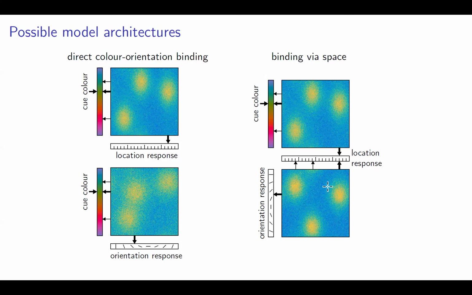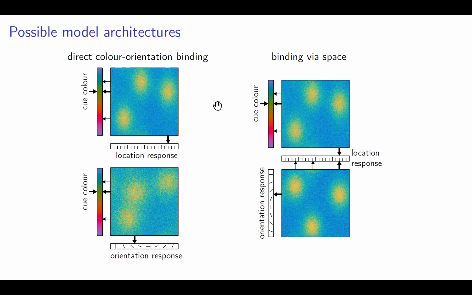Whereas the other implements this idea of binding via space, where color and orientation are only bound to each other indirectly. To retrieve the orientation that's associated with a certain color, you have to first retrieve the location where the color was in the display, and then use that as a secondary cue to retrieve the orientation of an item. Whereas here you can do it directly: if you have a direct population code reflecting color-orientation conjunctions, you could retrieve the orientation response directly from the color cue.